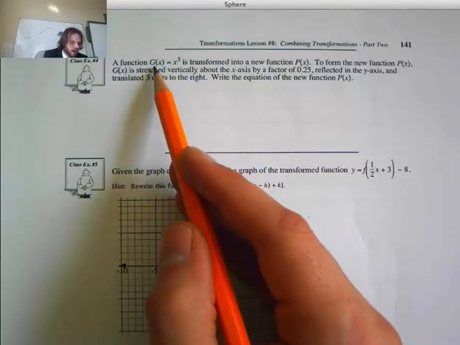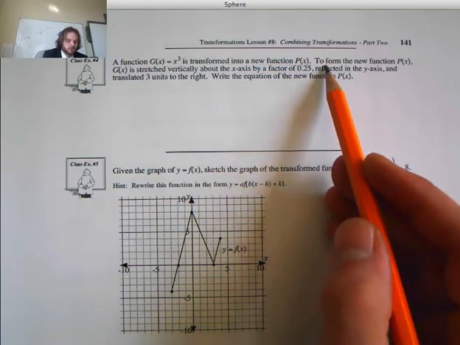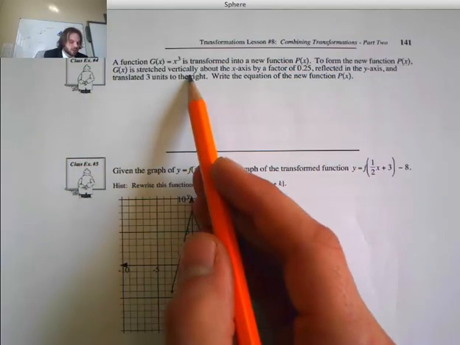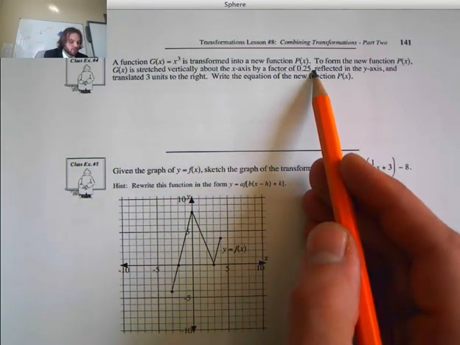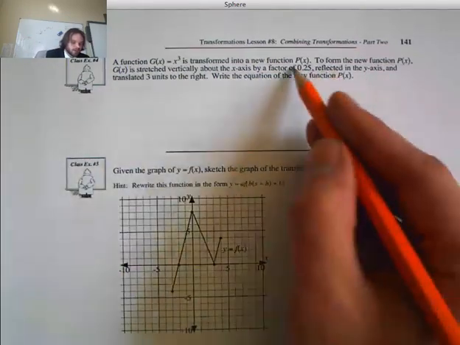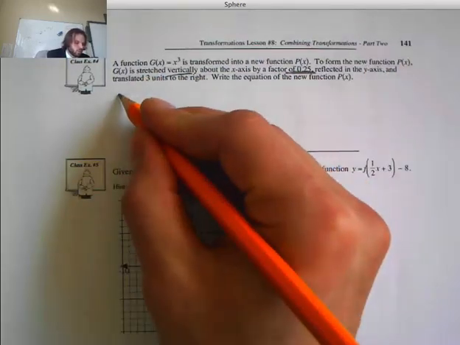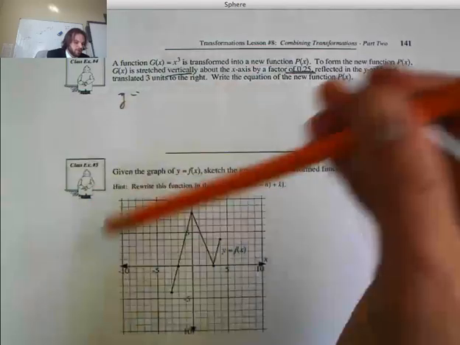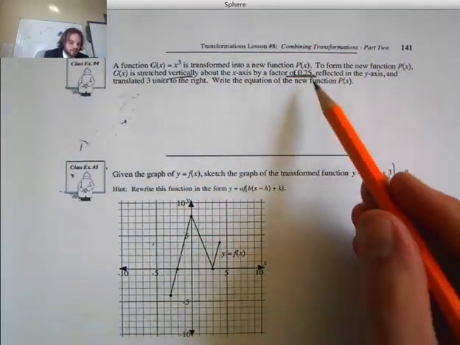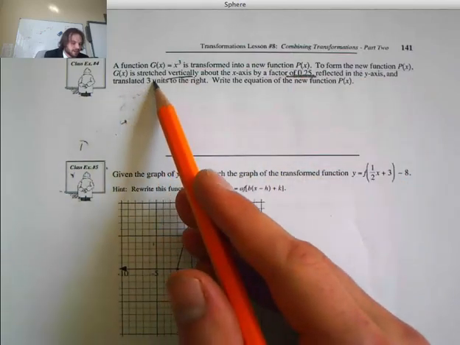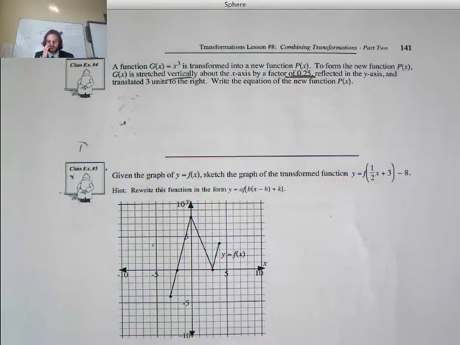Now for this next one, we have x cubed is transformed to a new function p of x. To form the new function p of x, g of x is stretched vertically about the x-axis by a factor of 0.25. Okay, so that's the key thing. Vertically, 0.25. So then y, above the x-axis, vertically 0.25. Now it is reflected in the y-axis and translated 3 units to the right. Write the equation of the new function.